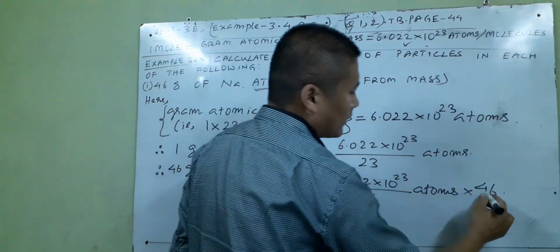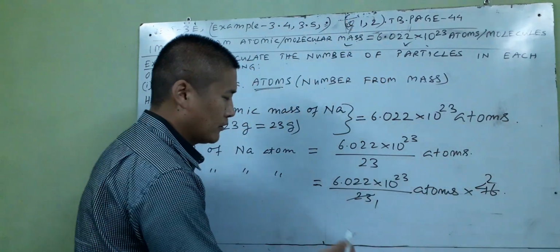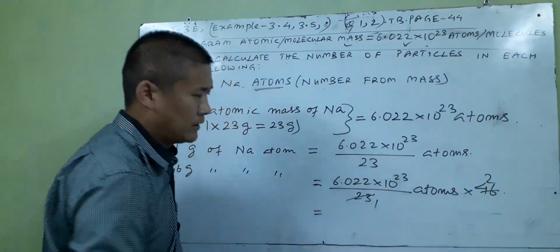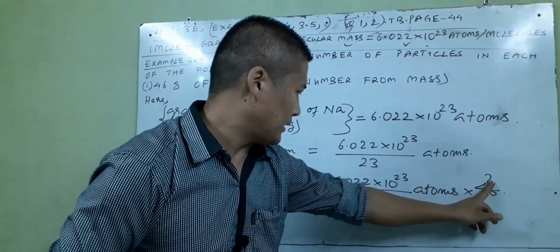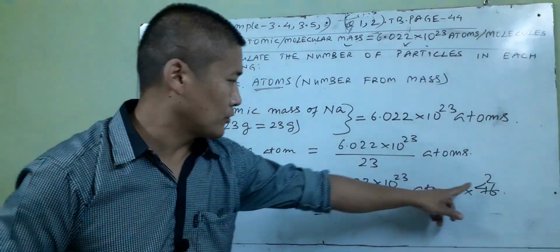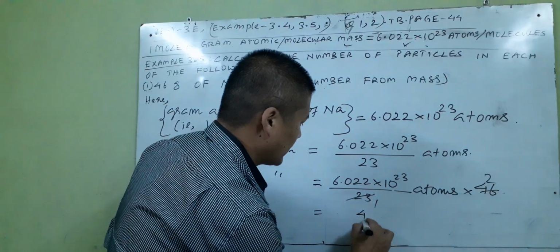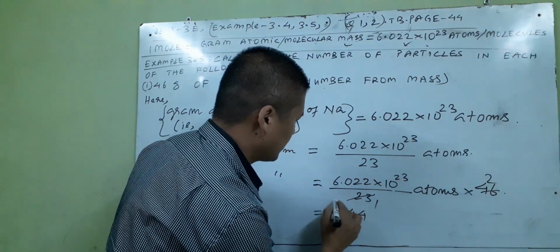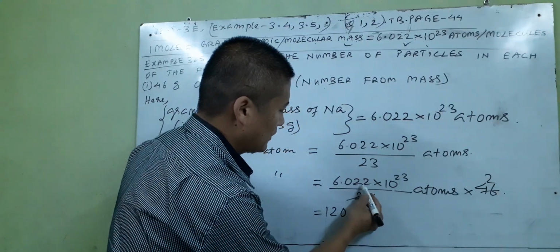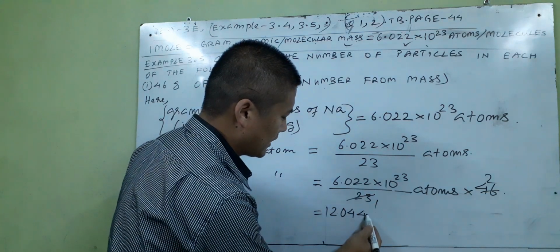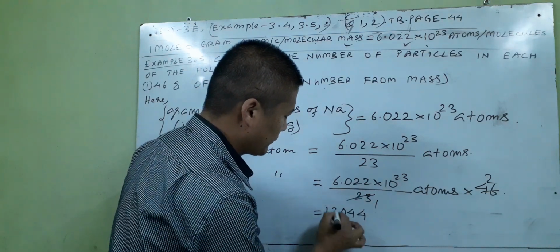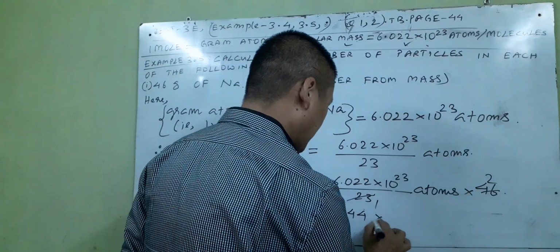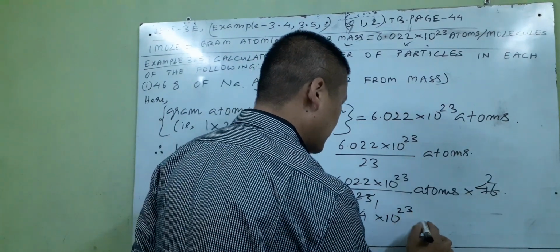23 ones are 23, 23 twos are 46. We know that. So we get here a number. So here, multiply this number to this. This power, don't touch. 2 twos are 4. Again, 2 twos are 4. 2 zeros are 0. And 2 sixes are 12. 1, 2, 3 decimal places. So it will jump left. 1, 2, and 3. 12.044 into 10 to the power 23.